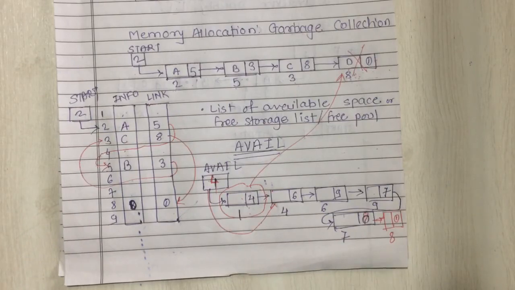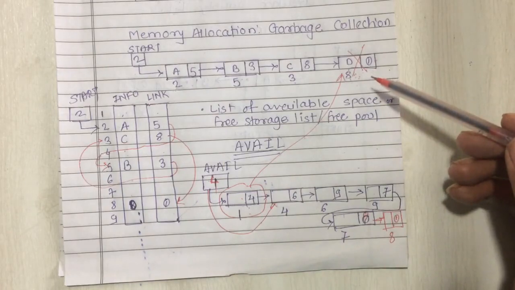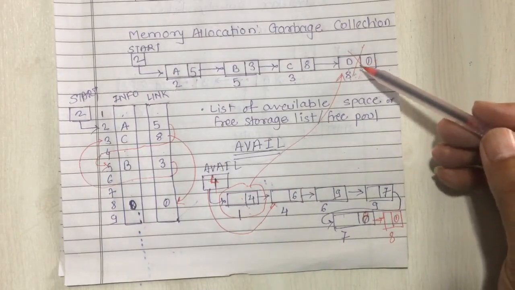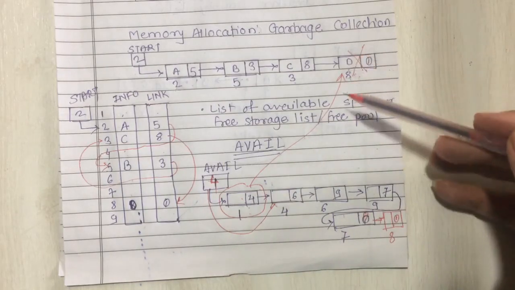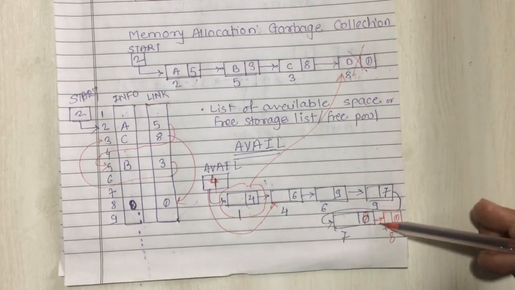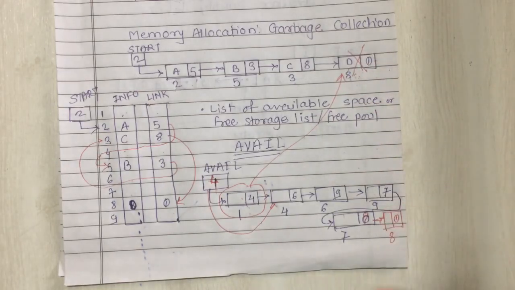As we have seen, whenever a node is deleted, we simply remove that from the list and we add that in the avail list. Okay, so the same process we have to repeat again. Suppose one node is deleted, we have to remove that node from the linked list, and we have to add that node in the avail list. This is the case of one node.